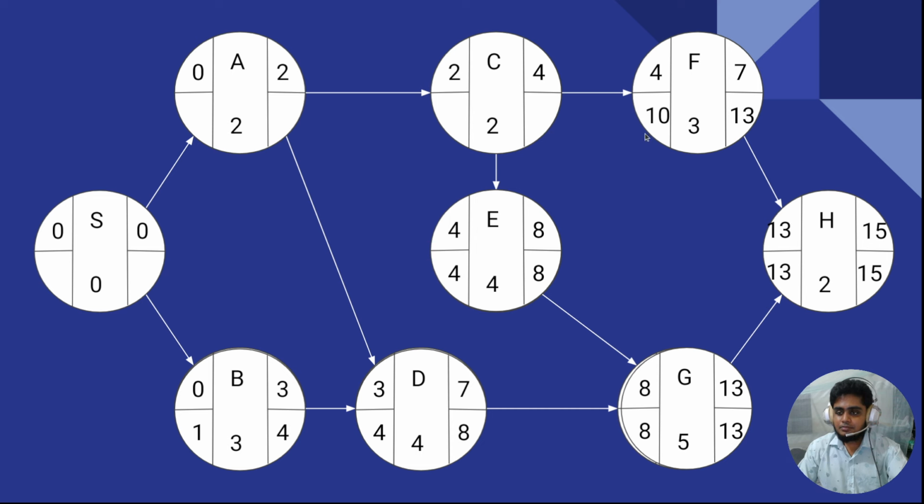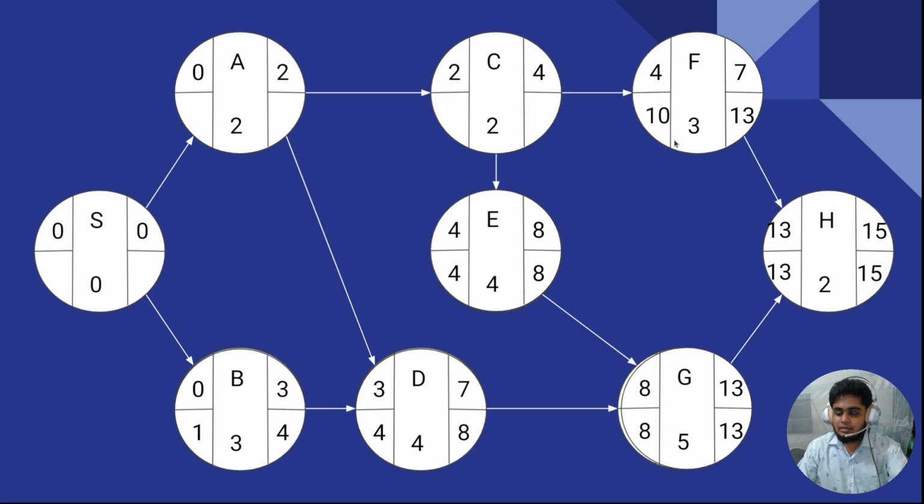After that, you can see there are two activities, E and F, and both of those activities come from activity C. This is the time you have to check, because in a forward pass we just take the maximum value from two activities, and in a backward pass we have to take the minimum value of two activities. Since activity F and activity E both come from activity C, in this case I have to take the minimum latest starting time.